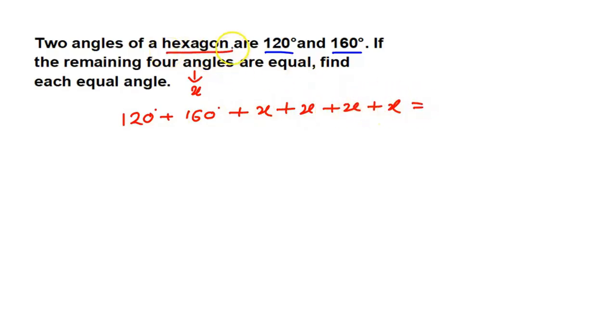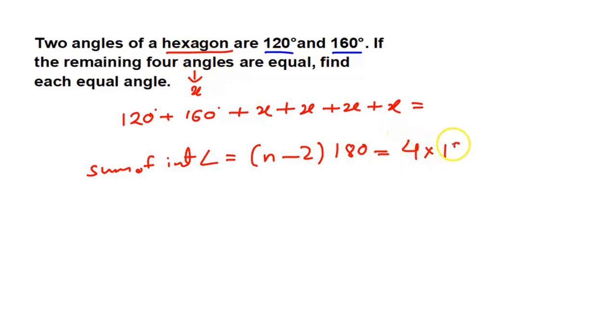But it's a hexagon. We can find out the sum of interior angles of a hexagon. So the sum of interior angles is basically equal to (n minus 2) times 180 degrees. So here, it's a hexagon, so the number of sides is 6. 6 minus 2, that is 4, times 180 degrees. That is coming as 720 degrees. So the sum of all of these should be equal to 720 degrees.